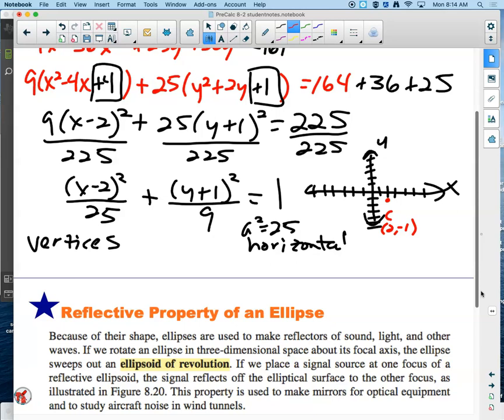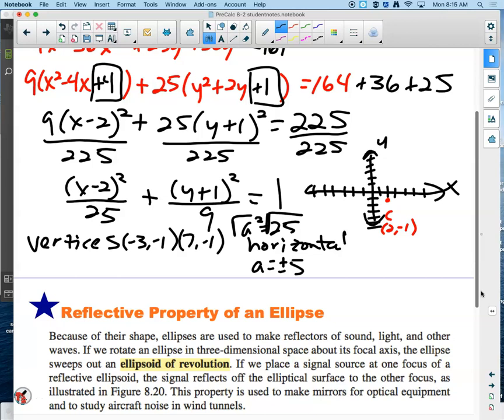Well, the vertices, if this is horizontal, are telling us how far to go out from the center. So if a squared is 25, then that means a is plus or minus 5. So I'm going to have to go 5 units in each direction horizontally from this point. And I realize, well, that's going to change it this way, right and left. So right now it's at 2. If I subtract 5 to go backwards, I'm at negative 3, negative 1. Again, it's at 2, and I have to go 5 units to the right. 2 plus 5 is 7. Negative 1.